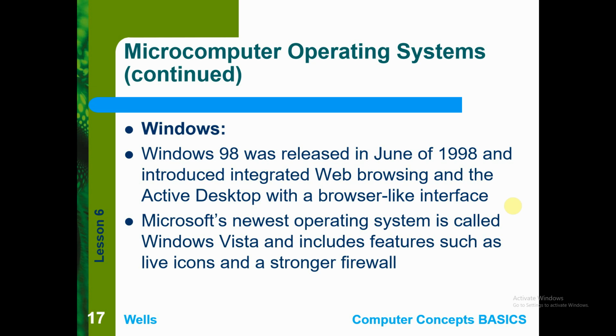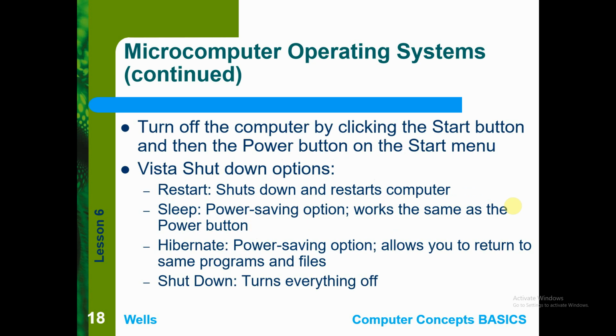So the newest operating system now is Vista, because Vista has the live icons and a firewall. Here we see the features evolve, as well as the evolution of Windows OS. Always, while clicking the power button for the start menu or shutdown, we have the options: shut down, sleep, and hibernate.